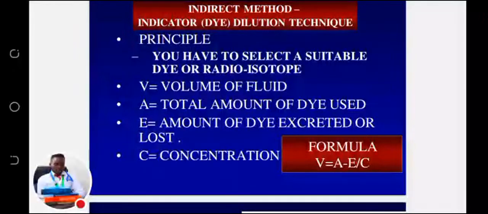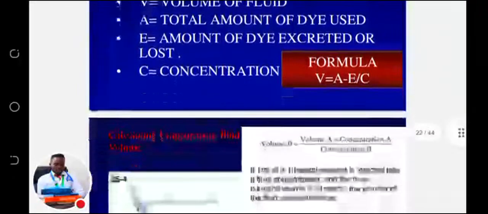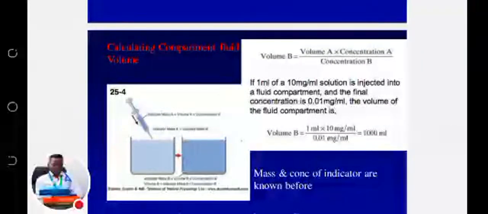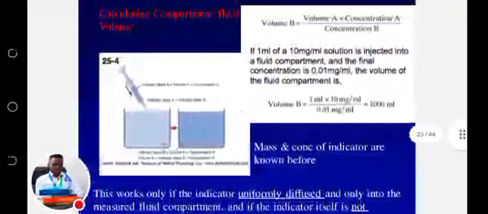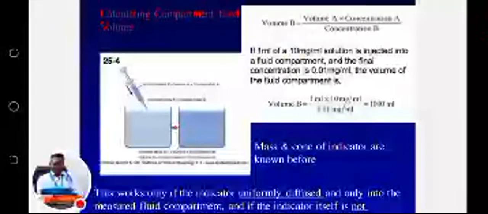So the formula goes like V equals (A minus E) over C. The volume of the fluid is equal to the total amount of the dye used minus the amount of the dye excreted or lost, over the concentration. So that's the formula there. So calculating the compartment fluid volume, we use volume B is equal to volume A multiplied by concentration A over concentration B. I'll give an example.